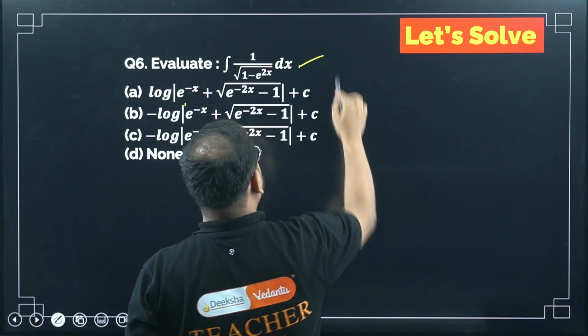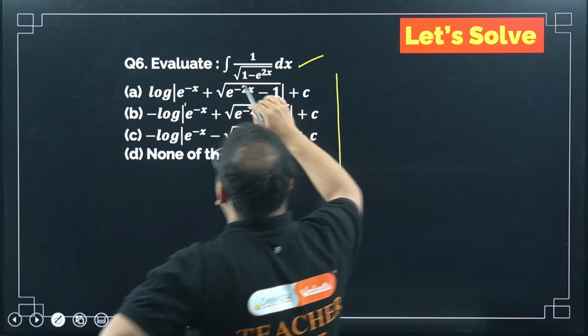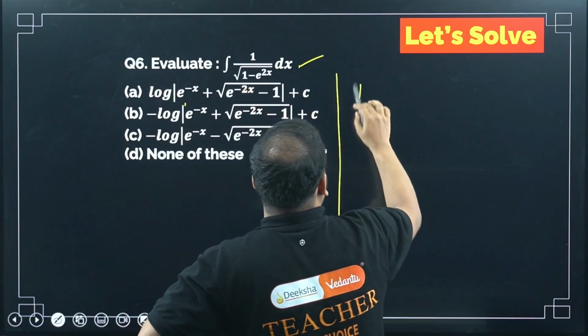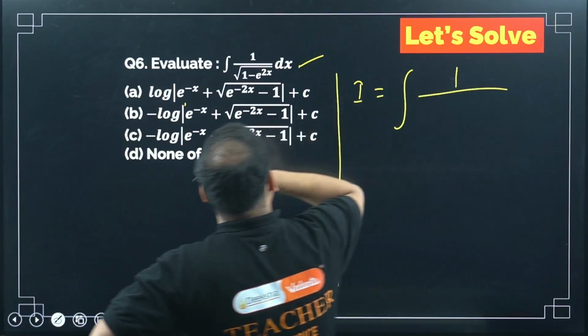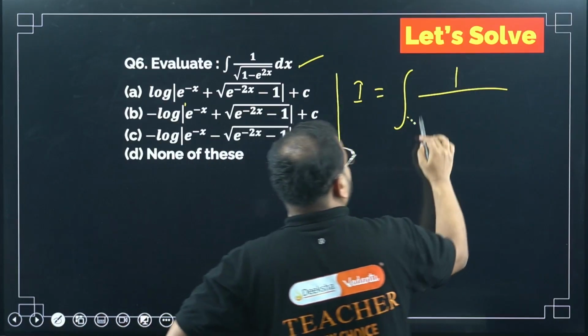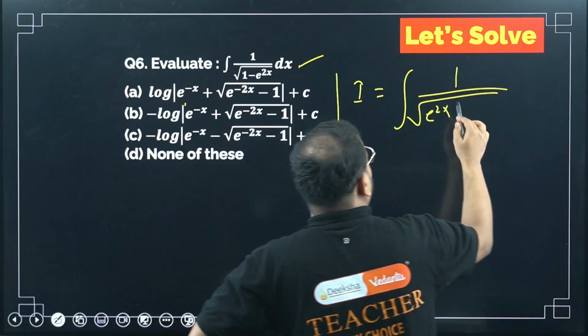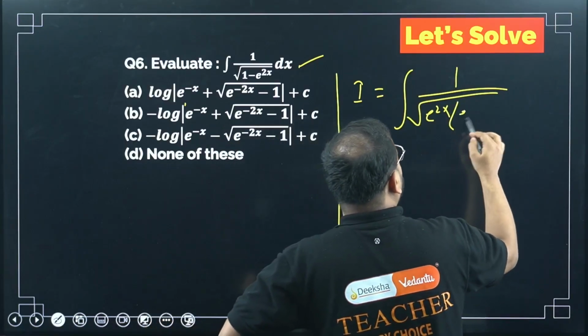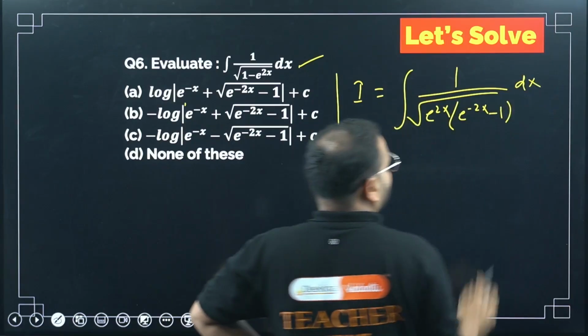Let's have a look. If I look at this, I'll write this as integration I as integral of. Let me take something common here. I'll take e power 2x common, in the root only. If I take e power 2x common, what I'm going to get is e power minus 2x minus 1, dx. Okay. Sir, why, sir?